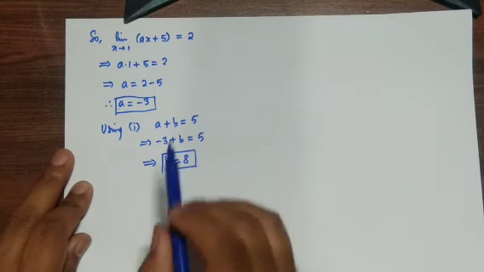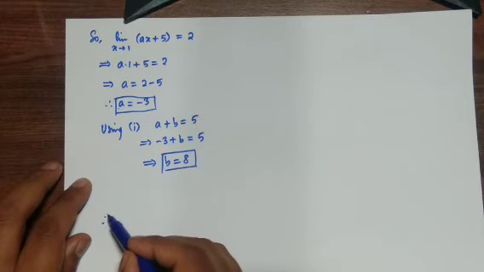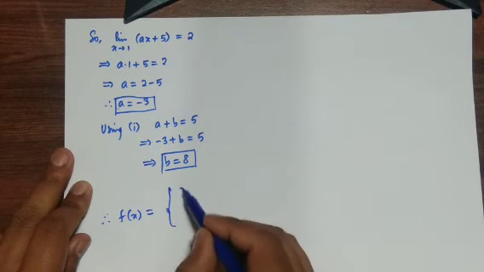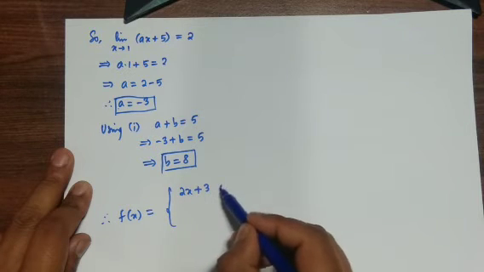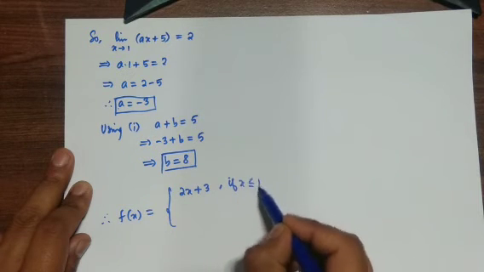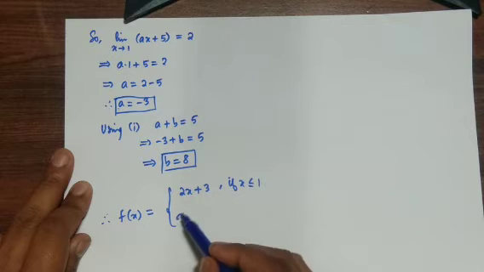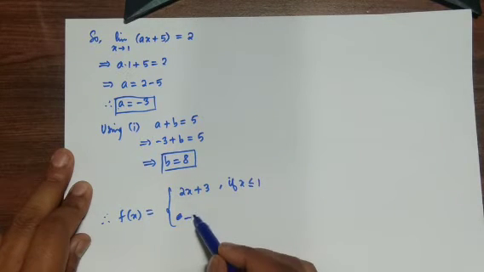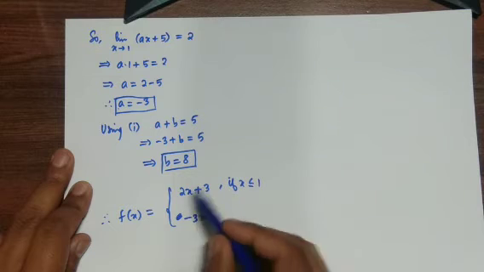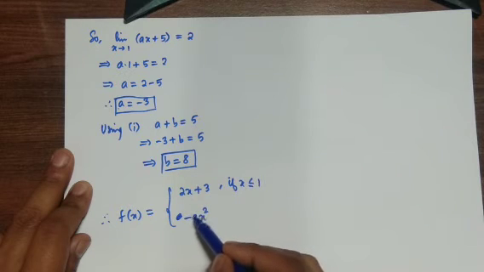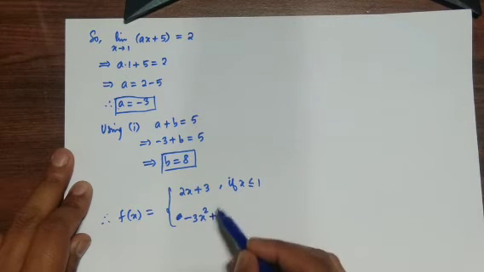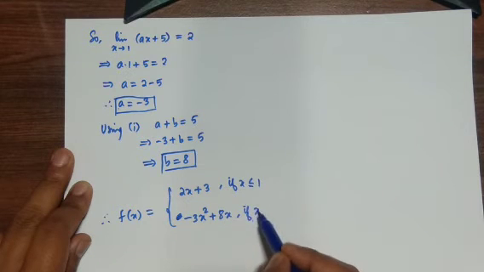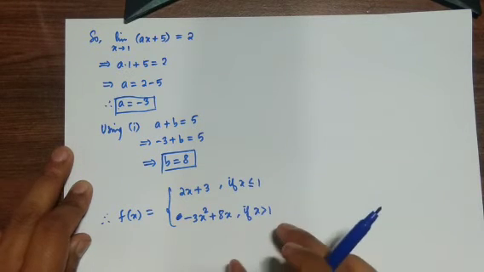So now redefining the function. Therefore we have f(x) equals 2x plus 3 if x is less than or equal to 1, and ax square, that is minus 3x square because the value of a is minus 3, plus bx, where b is 8, so that's why this will be 8x, if x is greater than 1. Now this is all we have found.